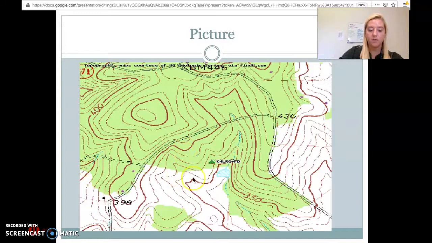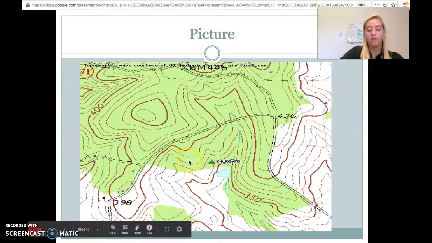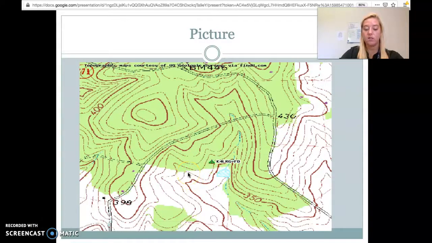So I know this is 50 foot, and my math said over here that I need to divide the difference between the two contour indexes, which we said was 50, divided by 5 equals my contour interval. So 50 divided by 5 is 10. So each of these jumps equals an increased elevation of 10 foot. So this would be 360. This would be 370. This would be 380. This would be 390. And we know that this is 400. See how that works?